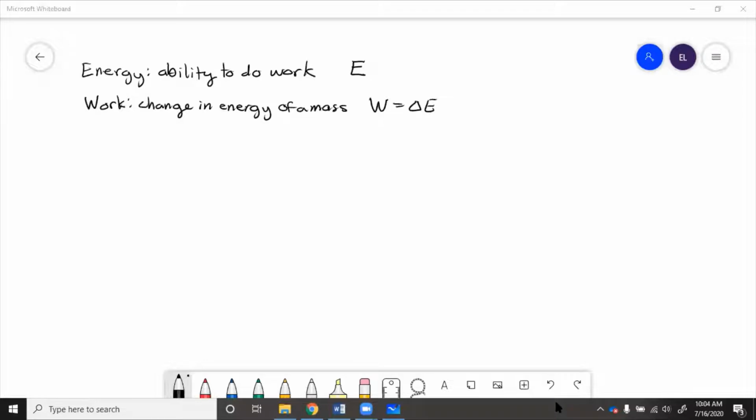Now, work and energy are scalars, so they're one-dimensional. Positive in the displacement direction along the path and negative in the opposite direction.